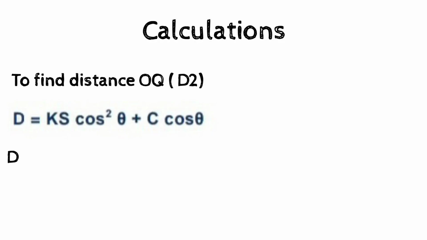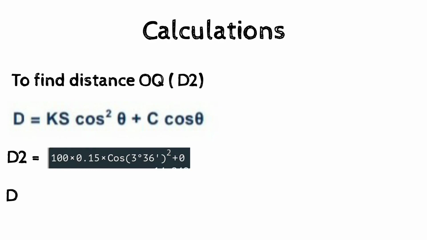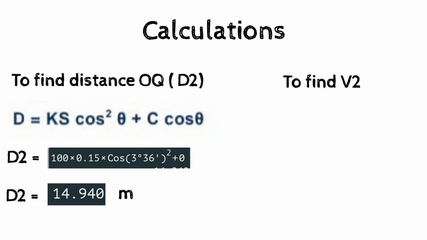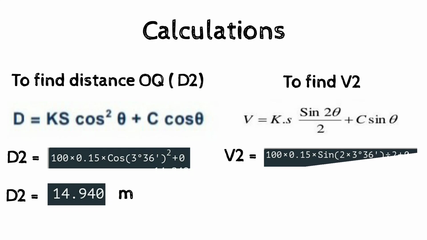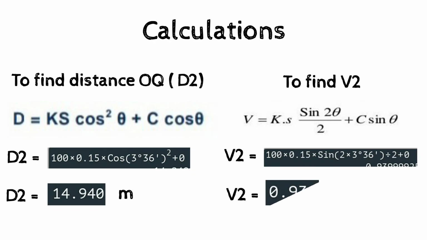We will do the further calculation for the distance OQ, that is D2. Again putting the values in the equation of D, we will get D2 as 14.94 meters. We will also find V2. In equation V, we will put all the values we observed and we will get V2 as 0.94 meter.